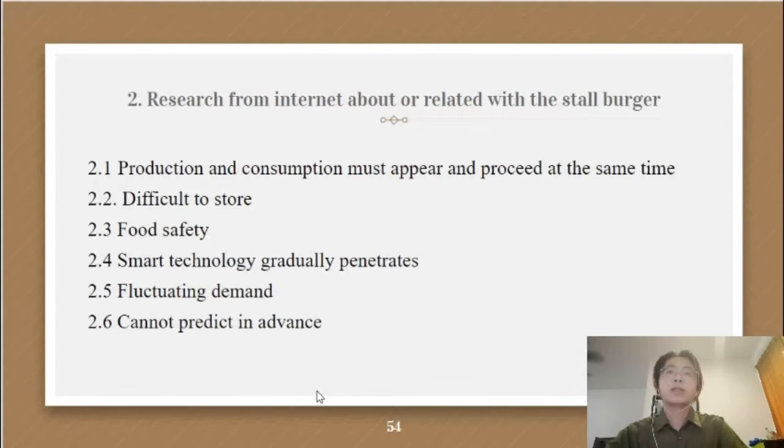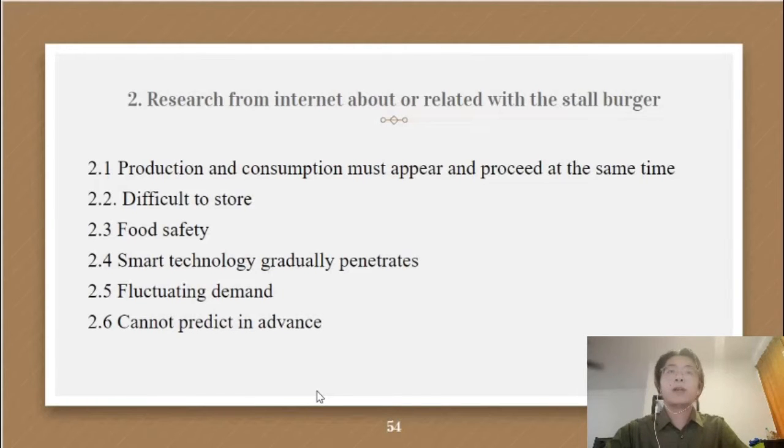And the second is that it is difficult to store. As we all know, cooked burgers are not easy to store, even for 1 or 2 hours. The flavor of the burgers or other food is going to change, so it's not easy to store, and over-stored food is difficult to sell.